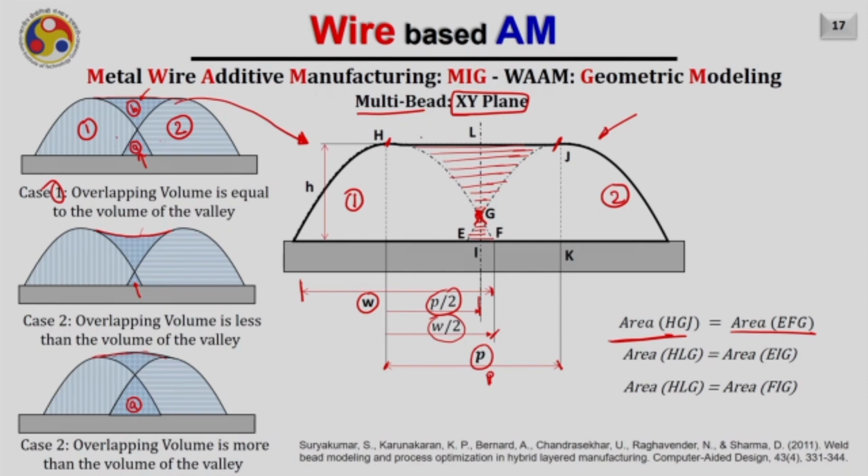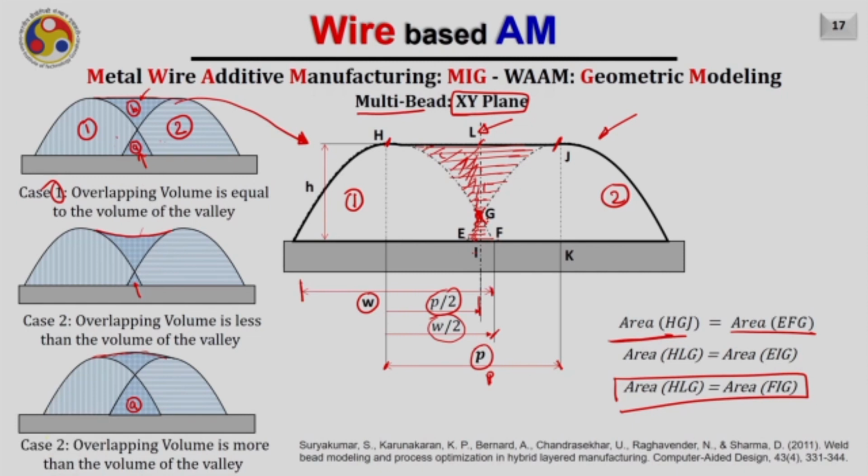Also, the area HLG, as this is the center line, the area HLG will be equal to the area EIG, that is this much. So meaning to say the half of this area will also be equal to the half of it, because this particular line is dividing this area in two halves. Also, as this area EIG is equal to IFG, then I can replace this from this equation and I can say the area HLG is equal to area FIG.